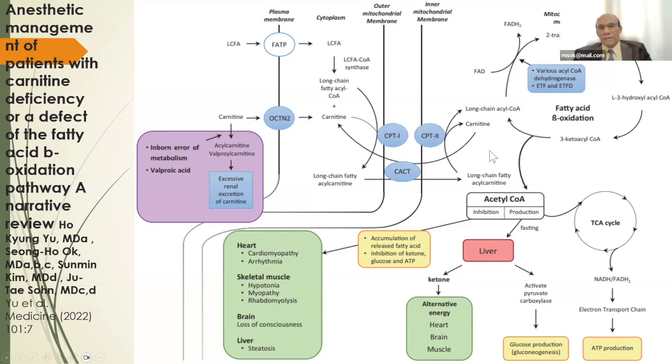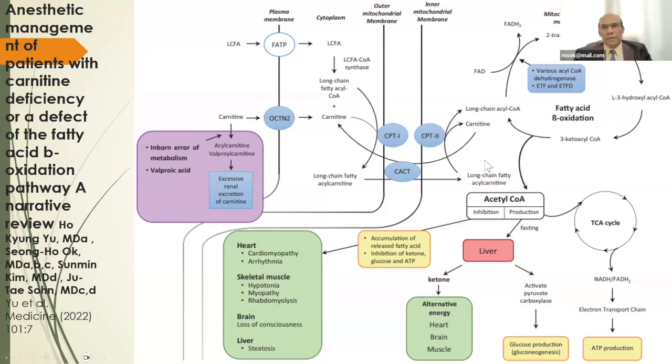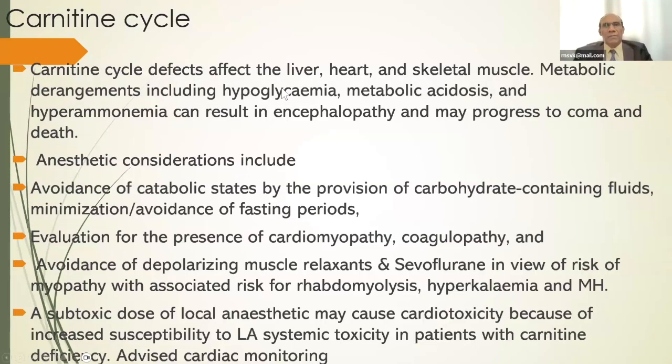If there are any inhibitions, accumulations, or any deficiency of the enzymes, acetyl-CoA is accumulated, which is mainly accumulated in the heart, skeletal muscle, brain, and liver. So these are the 4 organs that get targeted, and it is also deposited in the liver. So this is how acetyl-CoA metabolites are deposited. If there are any defects in the carnitine cycle, it mainly affects the liver, heart, skeletal muscle. So metabolic problems, including hypoglycemia, metabolic acidosis, and hyperammonemia, can result in encephalopathy.